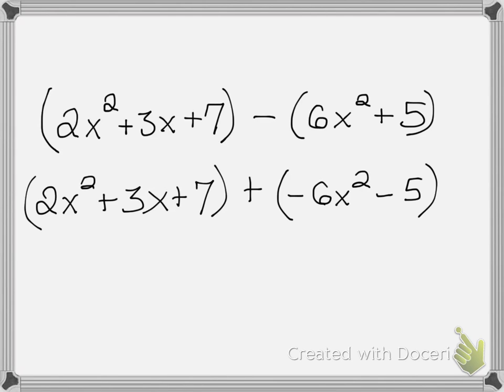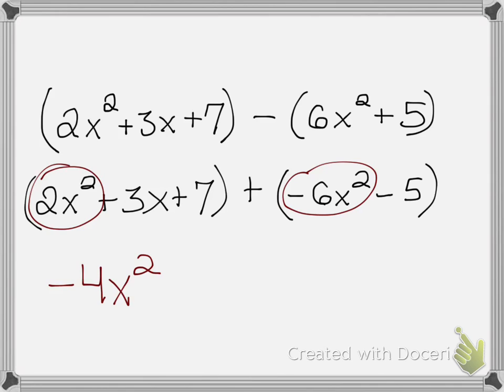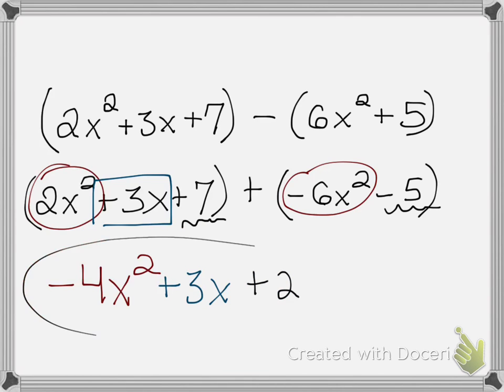Now I'm just going to combine like terms. So I'll have a 2x squared plus negative 6x squared. That equals negative 4x squared. And then I see a positive 3x plus, oh my gosh, I don't see anything with x in the second parentheses. So guess what? You just bring it straight on down. And then the last thing that I see is positive 7 plus negative 5, which is a positive 2. And that's it.